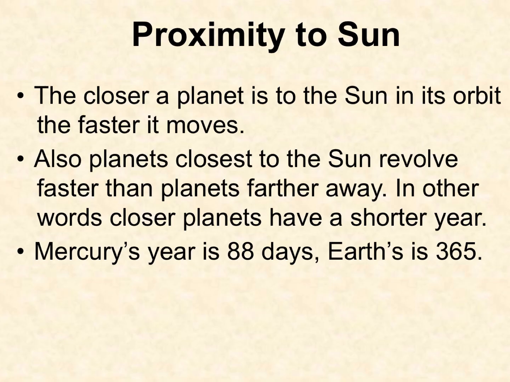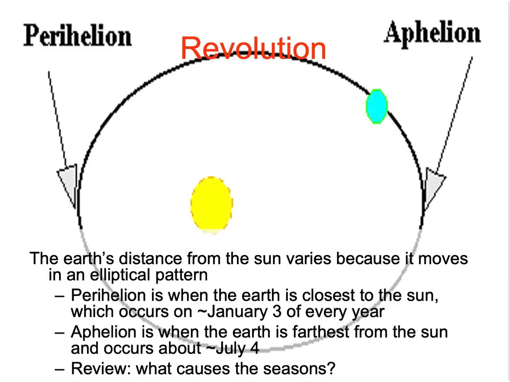The closer a planet is to the sun, the faster it moves. Mercury is closest to the sun and revolves much faster than the Earth in only 88 days. Not only is its orbital path smaller, it's actually traveling at a faster rate of speed. A planet like Saturn, which is much farther away, takes much longer to revolve around the sun. Because of this elliptical orbit, sometimes the Earth is closer to the sun than others. These two vocabulary words are really important.